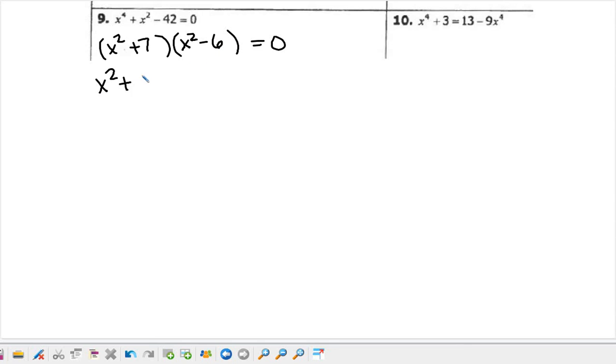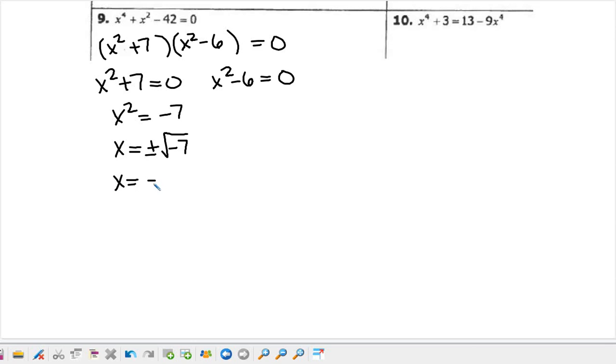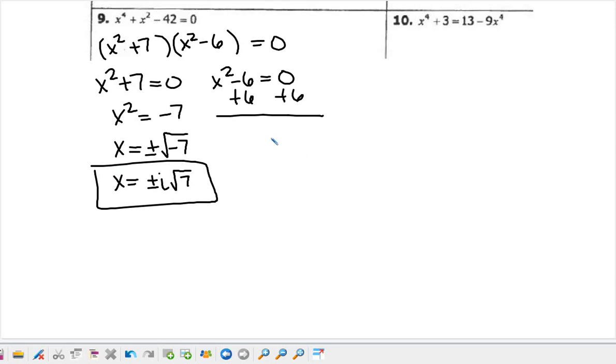So we have x squared plus 7 is equal to 0, and x squared minus 6 is equal to 0. So I have x squared is equal to negative 7. So x is equal to plus or minus the square root of negative 7. So x is equal to plus or minus i square root of 7. So the other one, we're going to add 6. So we get x squared is equal to 6. Square root both sides, we get x is equal to plus or minus the square root of 6. 6 is not a perfect square, nor does it contain a perfect square. So we're done. Okay.